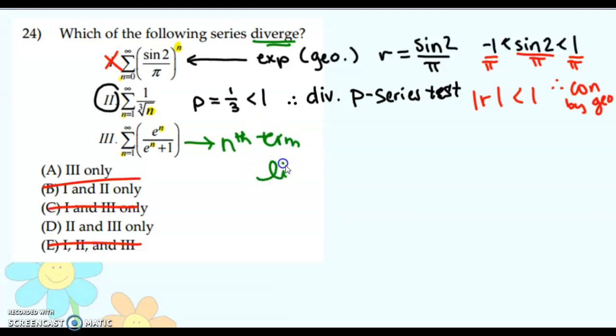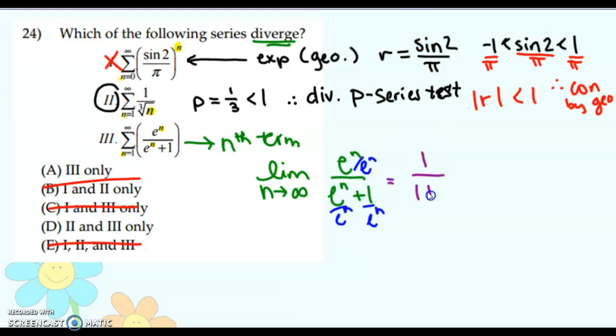So we're going to take a look at the limit as n goes to infinity of e to the n over e to the n plus 1. If we divide everything by e to the nth, as n goes to infinity, I get 1 over 1 plus 0, which equals 1, which doesn't equal 0, which means that it diverges. So 2 and 3 both diverge.